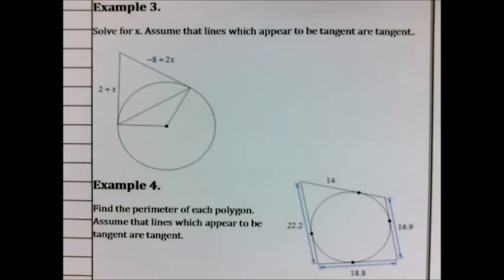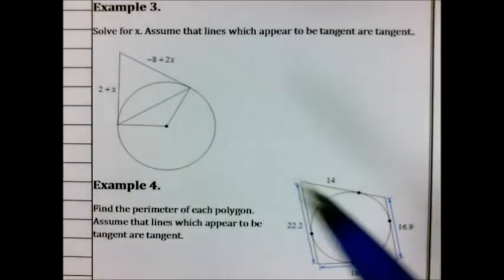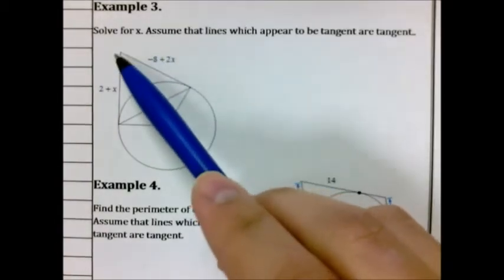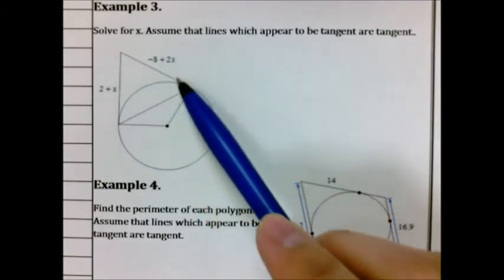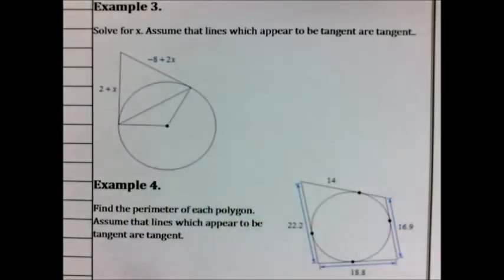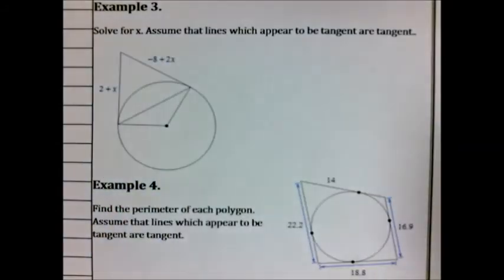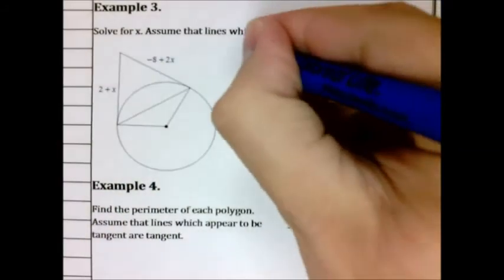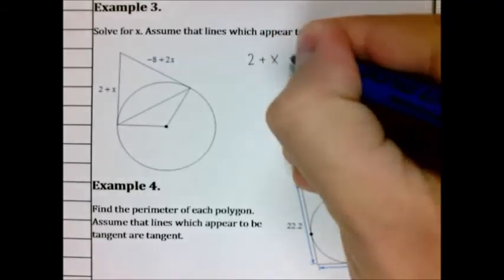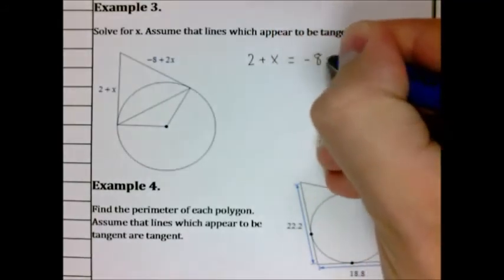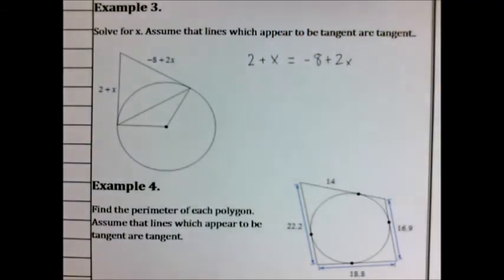Example 3 says we want to solve for x, assuming that the lines do appear to be tangent. Remember, if you have an external point and the lines that are connecting to that circle are in fact tangent, then based on our theorem that we talked about at the beginning, these two lines are going to be congruent. So we just need to solve for x. Therefore, 2 plus x should equal negative 8 plus 2x. And we just want to solve for x.